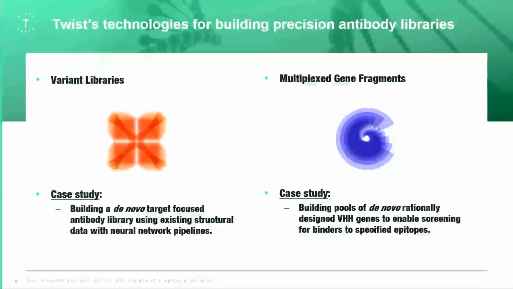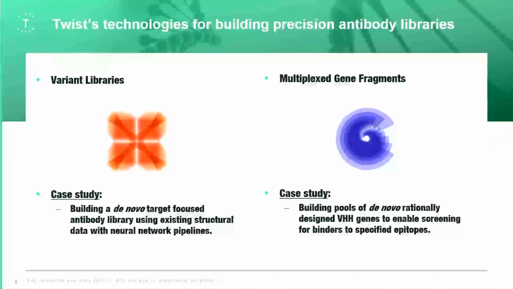There are a couple of products that really work well for precision antibody libraries. One is our variants library, and I'll just touch on that as a product and show you some of the advantages of going with the variant libraries if you're looking to design such libraries yourself. And I'll talk about a case study of how we've used this particular product to build precision antibody libraries.